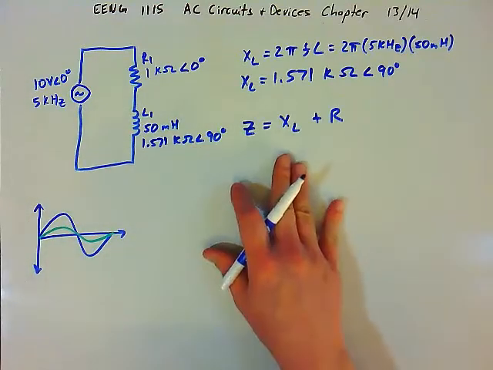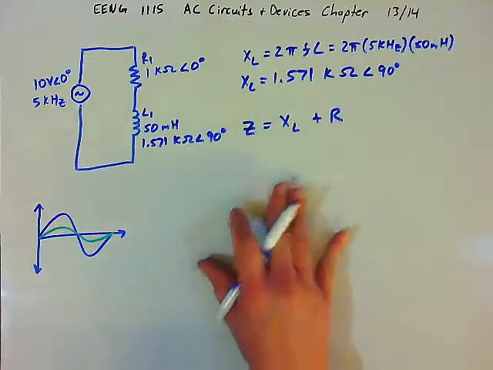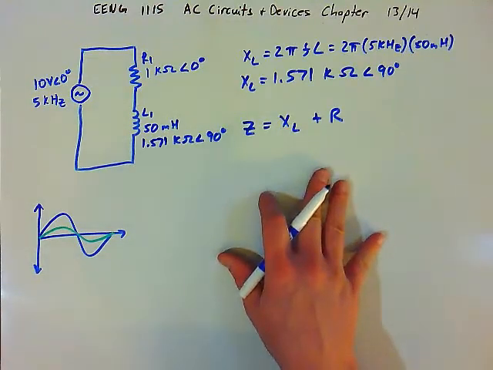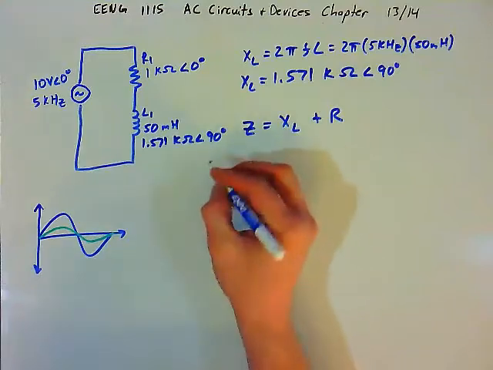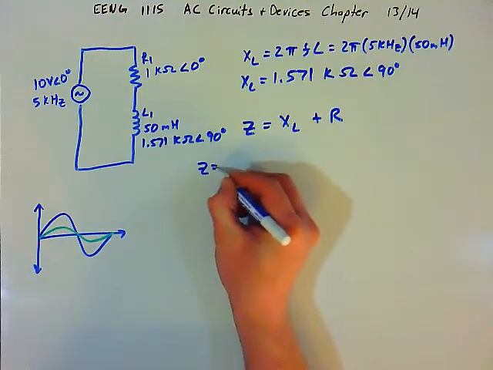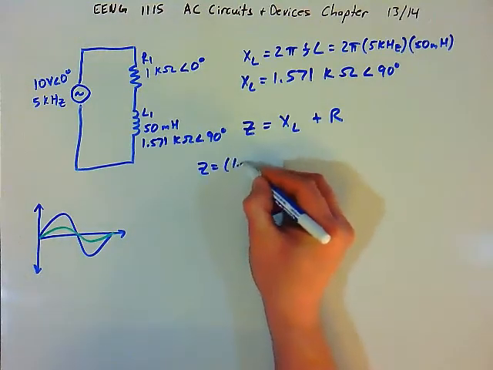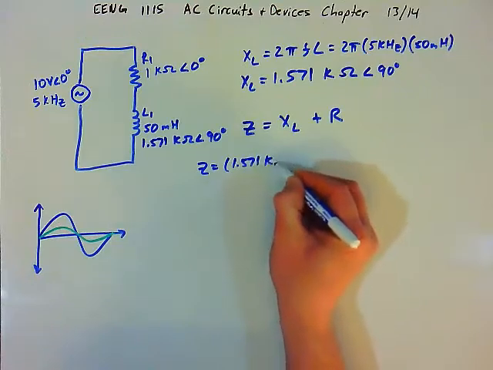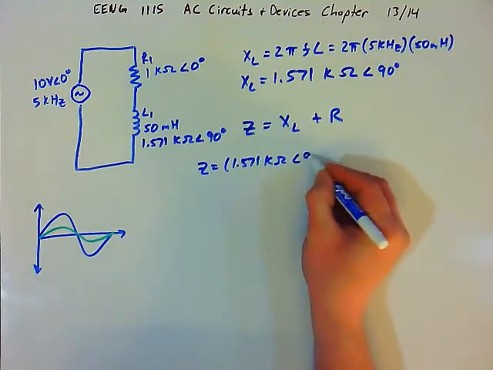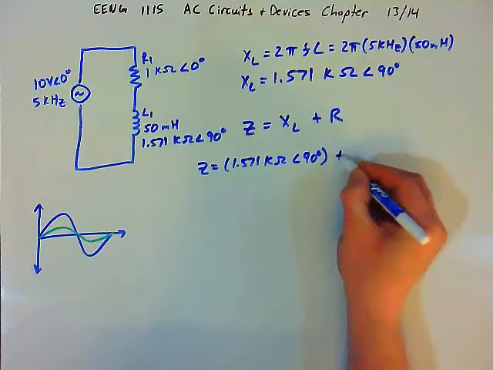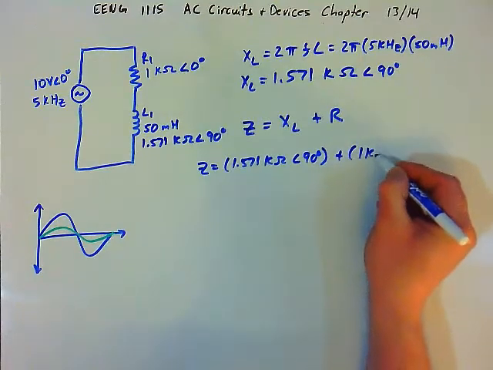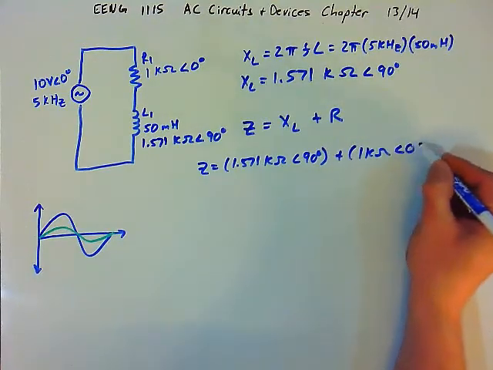If they were in parallel, we would use the same kind of parallel formula, product over sum, or the reciprocal of the sum of the reciprocals. So the total impedance of this circuit will be X sub L, which is 1.571 kilo ohms at an angle of 90 degrees, and we're going to be adding to that 1 kilo ohm at 0 degrees, which is the resistance.